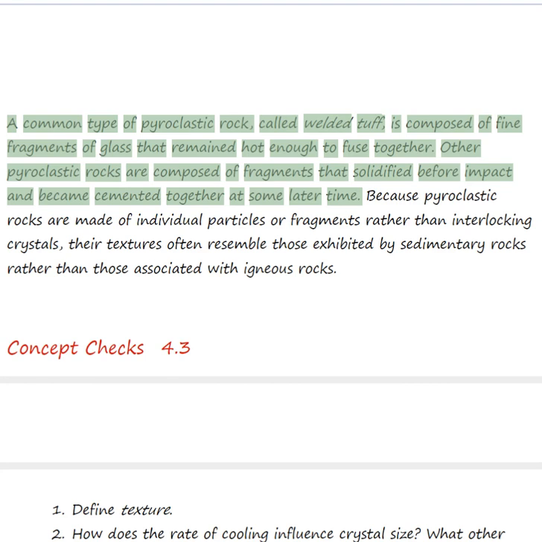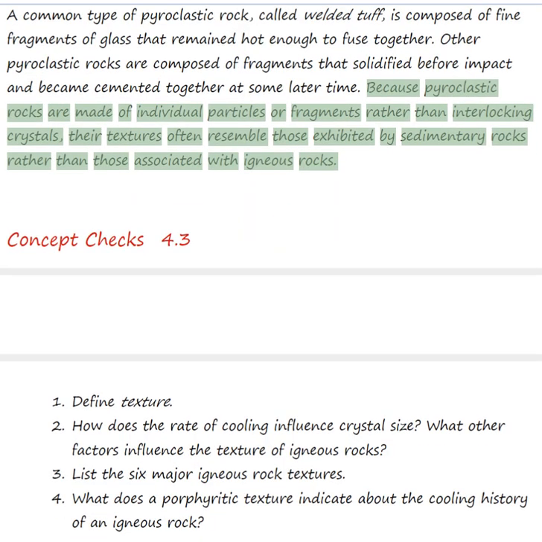A common type of pyroclastic rock, called welded tuff, is composed of fine fragments of glass that remained hot enough to fuse together. Other pyroclastic rocks are composed of fragments that solidified before impact and became cemented together at some later time. Because pyroclastic rocks are made of individual particles or fragments rather than interlocking crystals, their textures often resemble those exhibited by sedimentary rocks rather than those associated with igneous rocks.